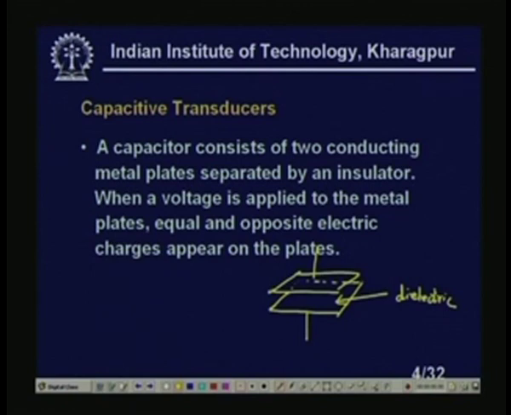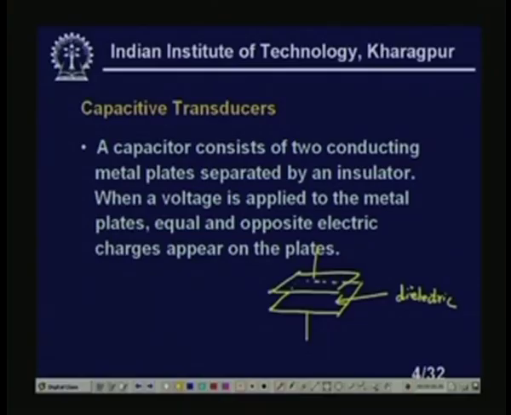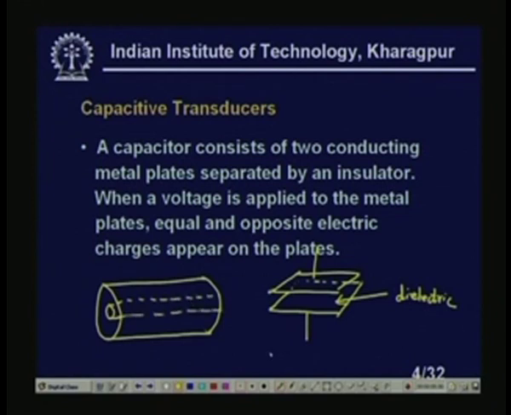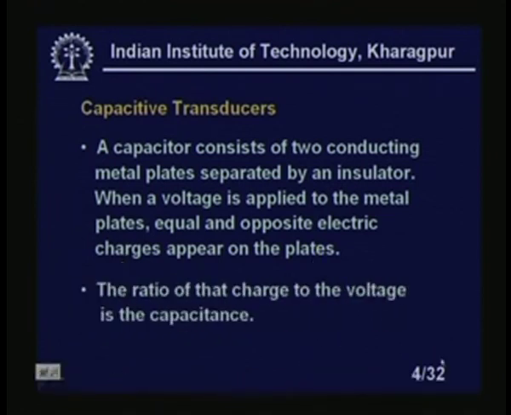And interestingly, these plates can be a cylinder also, that we will see later on. It is not necessarily rectangular, it can be circular also. The plates might be cylinders also. That means it can have a sensor like this. So one plate is like one cylinder like this one, and inside there is another plate which looks like this. So we can take out from here and here two terminals, and if you measure the capacitance, this is also a capacitance sensor. The ratio of that charge to the voltage is the capacitance.